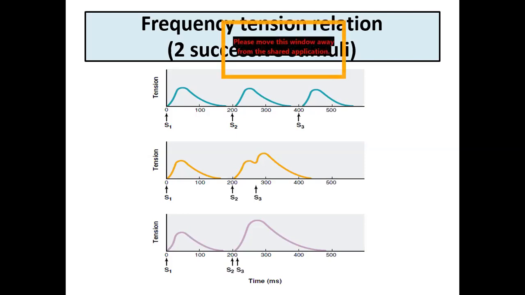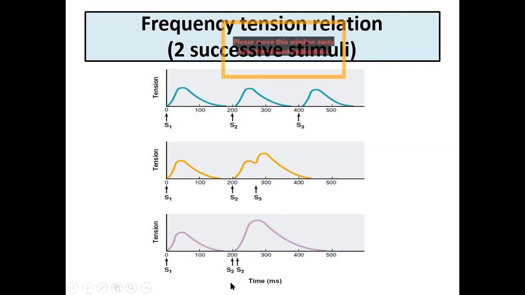Into the sarcoplasm. If more calcium is present in the sarcoplasm, what does it do? It binds to troponin C, exposes the active sites, more cross bridge formation, and you will have an increase in the muscle tension. This is called summation. We call it summation.